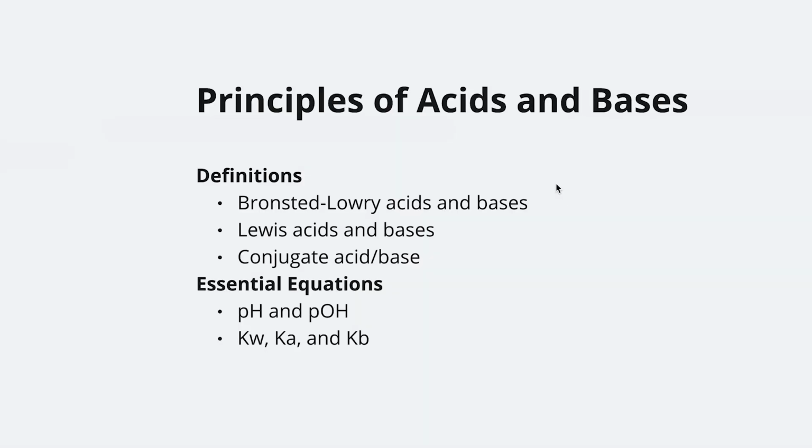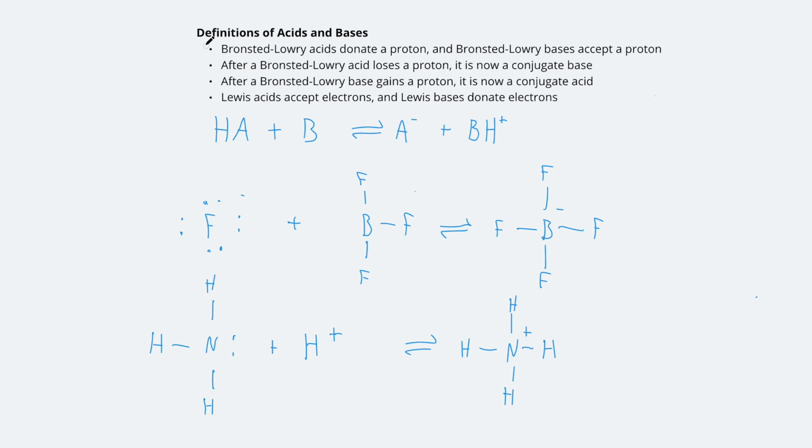In this video, we're going to cover the basics of acids and bases, so we'll start with the two definitions that you need to know, and then go over some essential equations. There are two definitions of acids and bases that you need to be aware of for the test. The first one is the Bronsted-Lowry definition, and a Bronsted-Lowry acid donates a proton, and a Bronsted-Lowry base accepts a proton. Look for the transfer of a hydrogen.